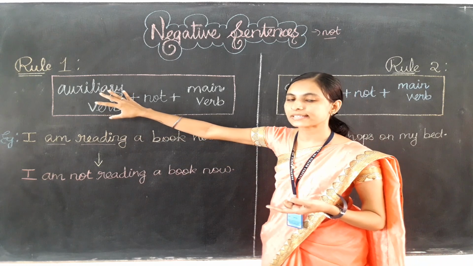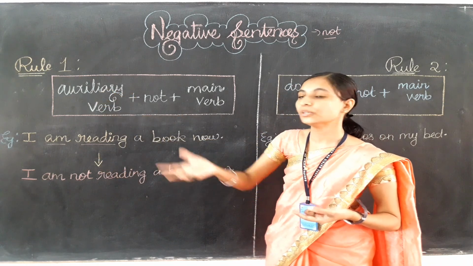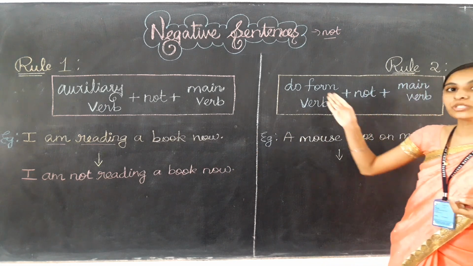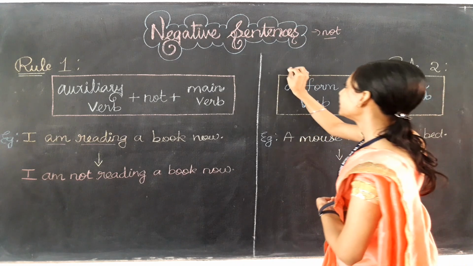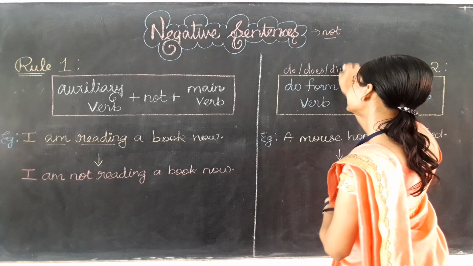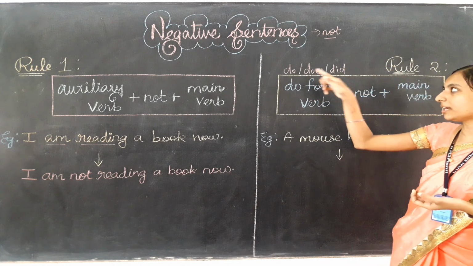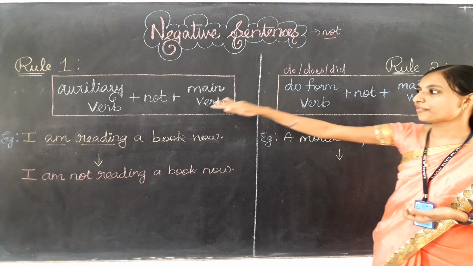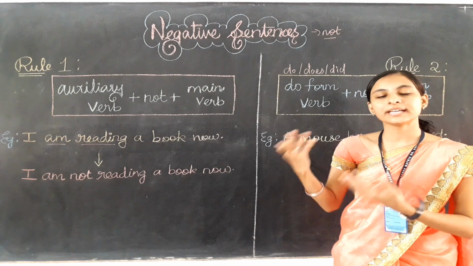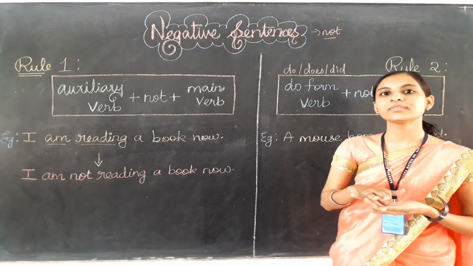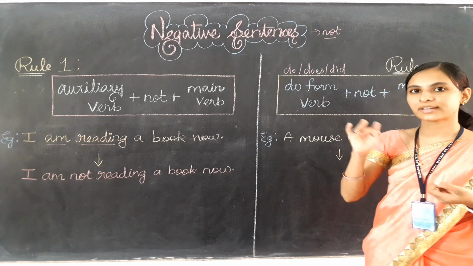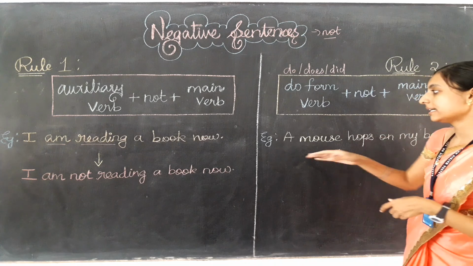Suppose there is no auxiliary verb in a sentence, so what do we need to do? In place of the auxiliary verb, we will use a do form verb, that is, do, does or did. According to the time of the action, we use these verbs in place of auxiliary verbs. So rule number 2 tells us that when there is no auxiliary verb in a sentence, we need to use a do form verb to make it negative, but the word not will come in the sentence. See, here there is an example.